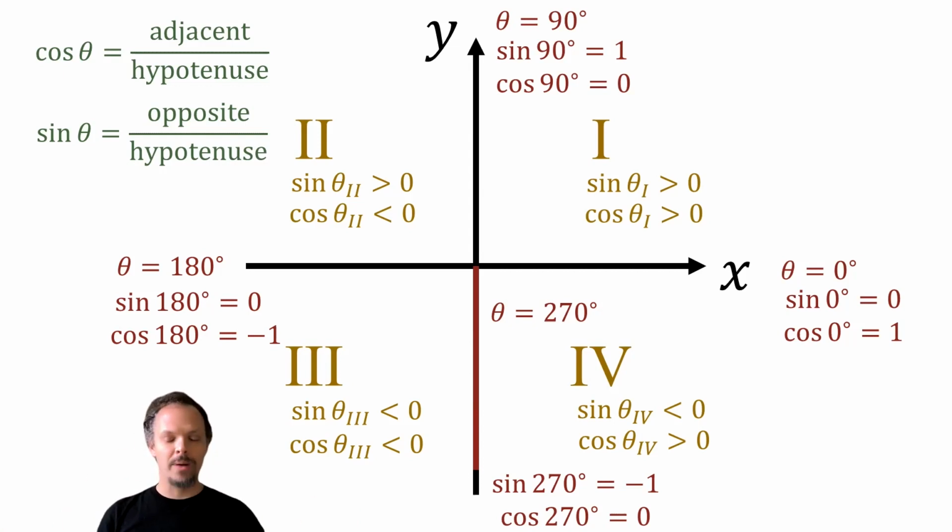But what I do want you to have memorized are, for each quadrant, 1, 2, 3, and 4, is the sine and cosine function positive or negative? And for each multiple of 90, 0 degrees, 90 degrees, 180 degrees, 270 degrees, is sine and cosine 1, -1, or 0? This concludes this video.